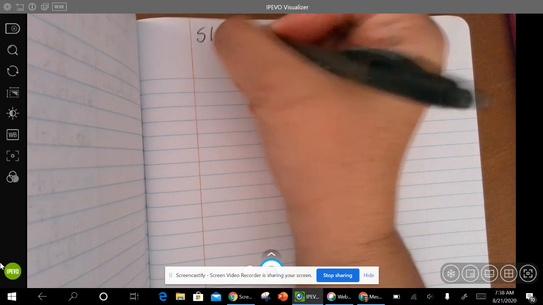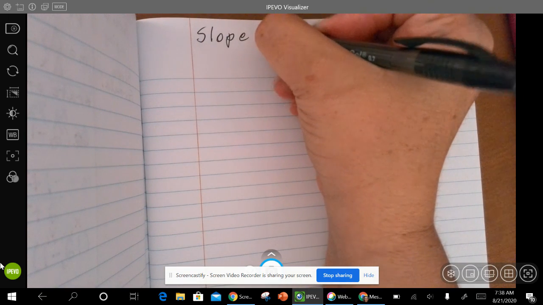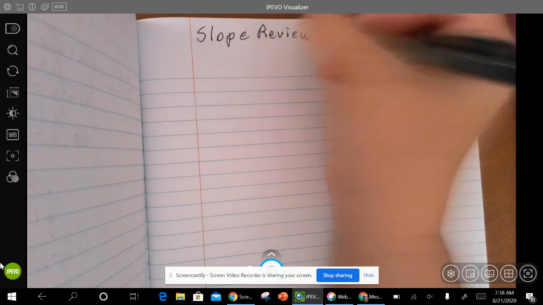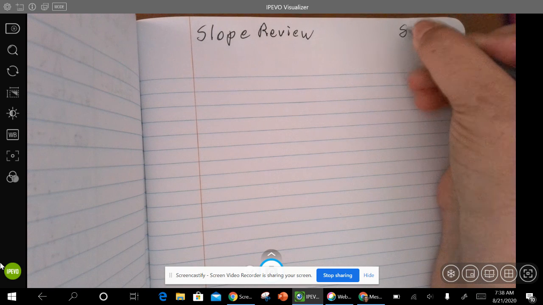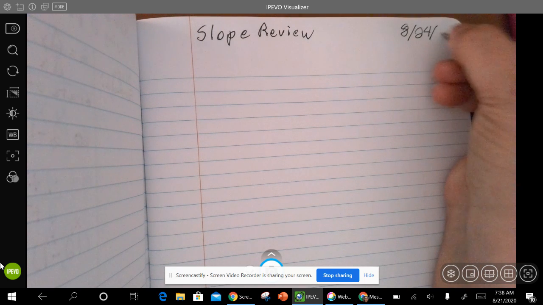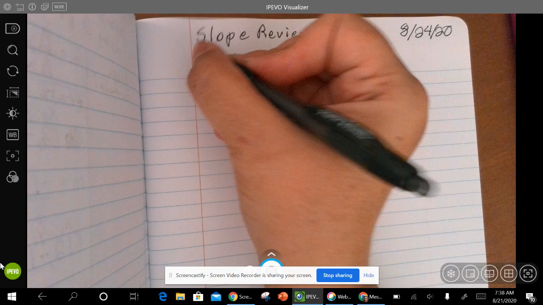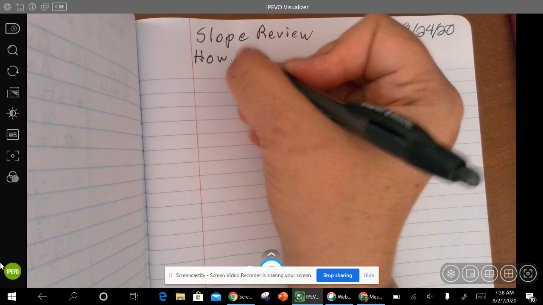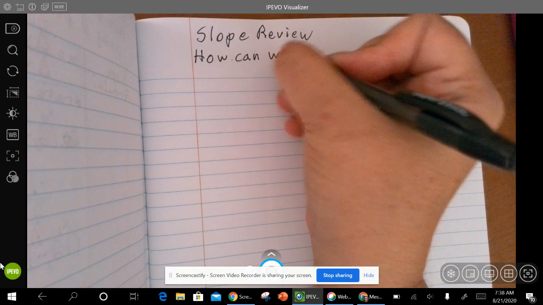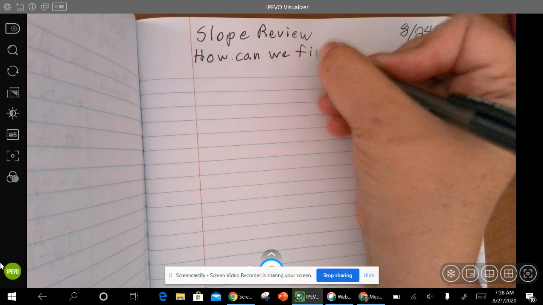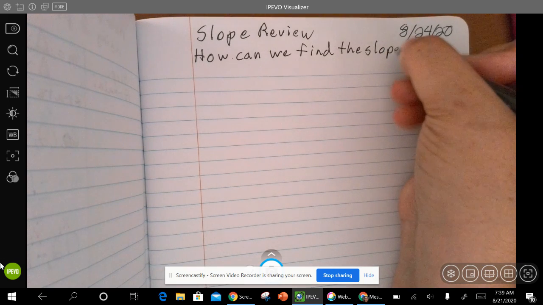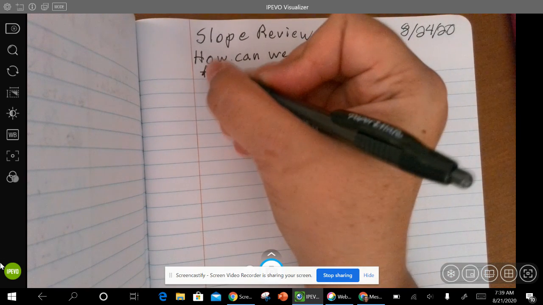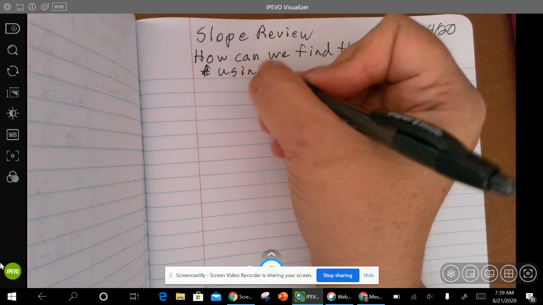So everybody should be writing these in your notebook. We will be using this with polygon, with parallel lines, with transversal. So you will see us use slope. We use slope in geometry. So how can we find the slope? Using 2 points.